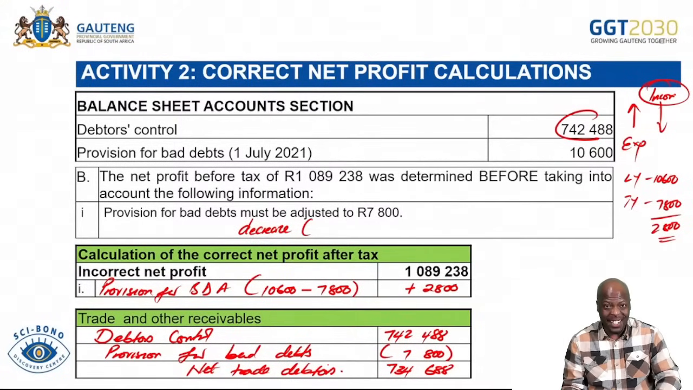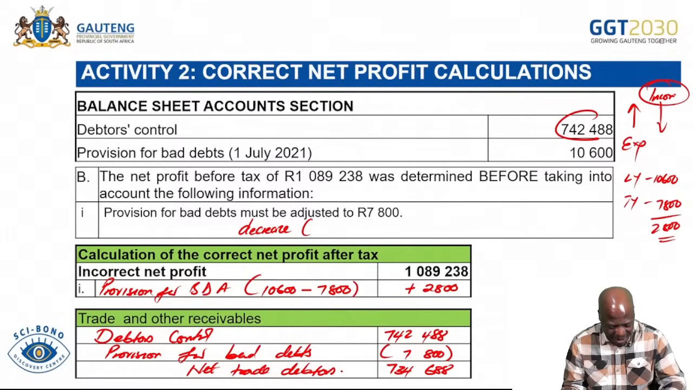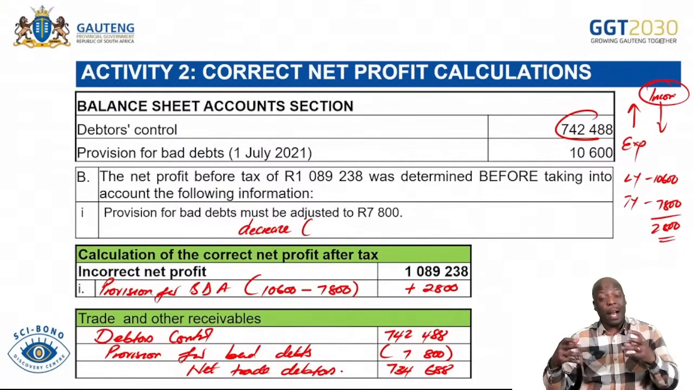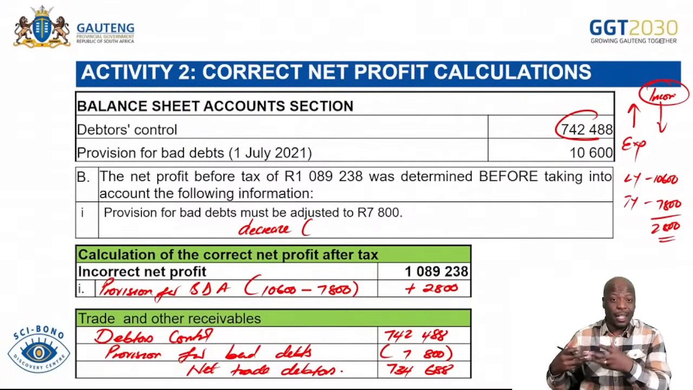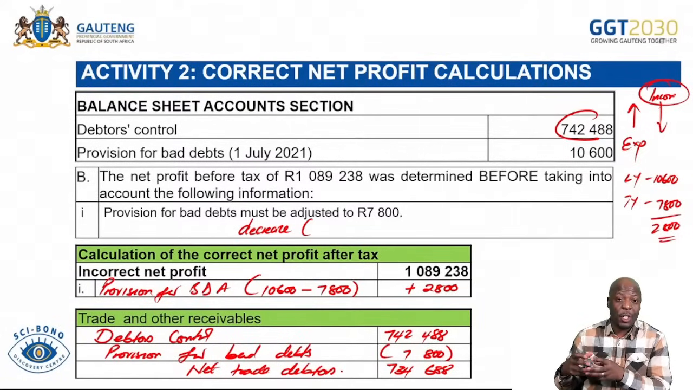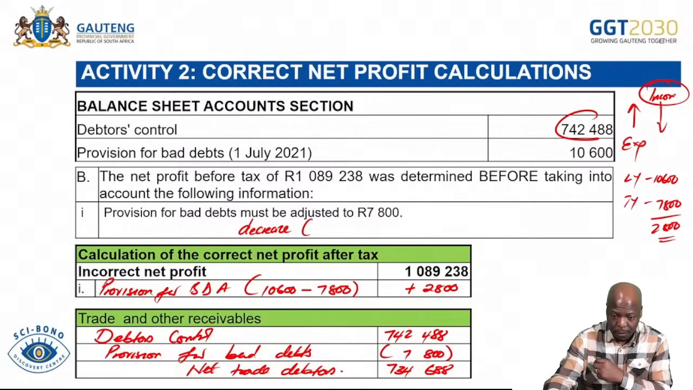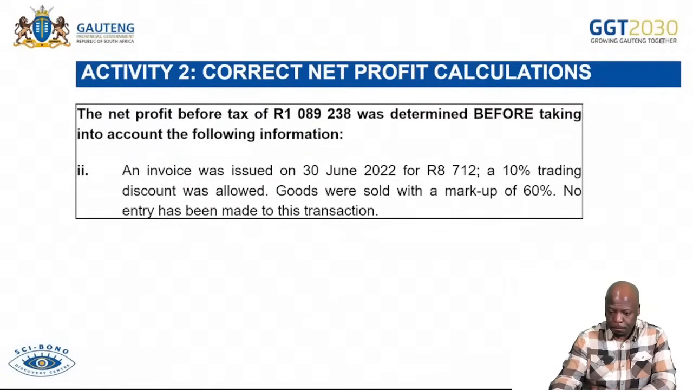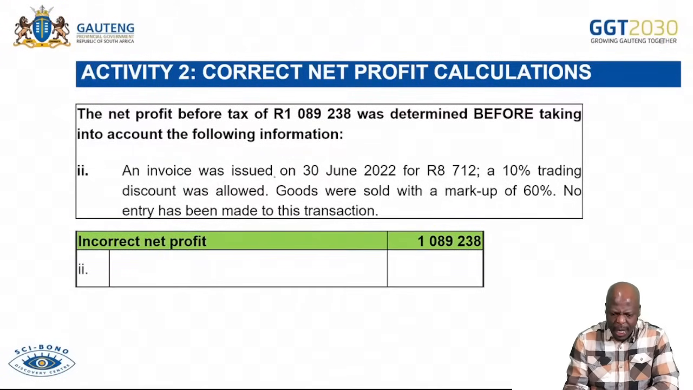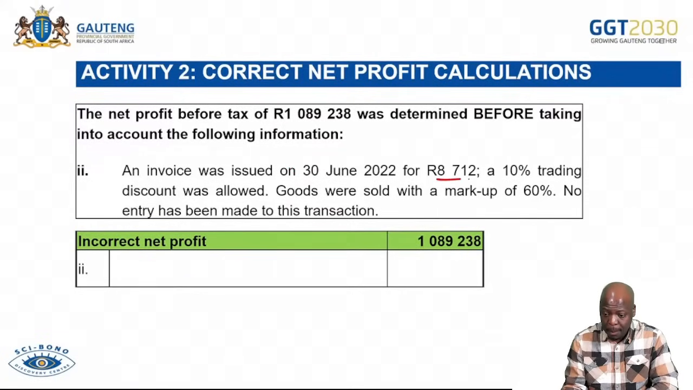Can I go on? Okay, let's move on to the next one quickly now. So this is how I'll do my provision for bad debts in the calculation of correct net profit. Let's go to number two. Number two, an invoice was issued on 30 June for this amount.